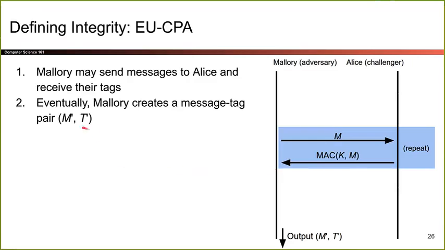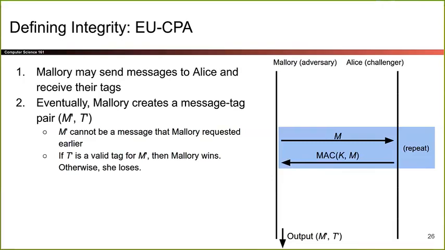She'll say, here's a message and here's a tag. And this message can't be a message that she sent before. It needs to be a new message, because MACs are deterministic. If I MAC'd it twice, it would be the same MAC. So it needs to be a brand new message that she hasn't seen before. And if she created a valid pair, so this tag is a valid tag for this message, then Mallory wins. She found a tag without knowing the key. If Mallory cannot do this, then she loses because it's not a valid tag.